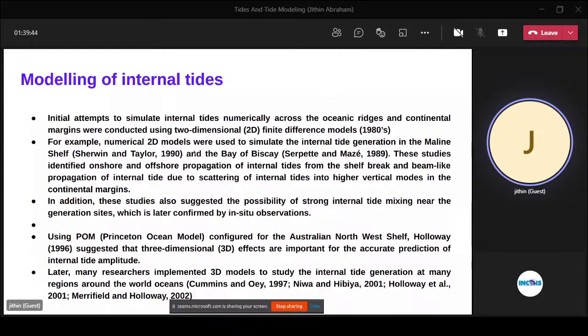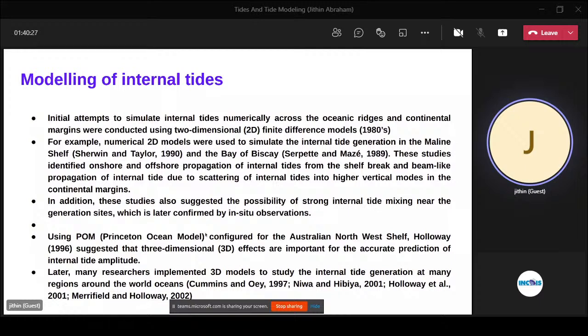2D models were, for example, used to simulate internal tides in the Malin Shelf and Bay of Biscay. These studies identified onshore and offshore propagation of internal tides from the shelf break, and beam-like propagation of internal tides due to the scattering of internal tides into higher vertical modes. Later, many researchers implemented 3D models to study internal tide generation at many regions around the world oceans.